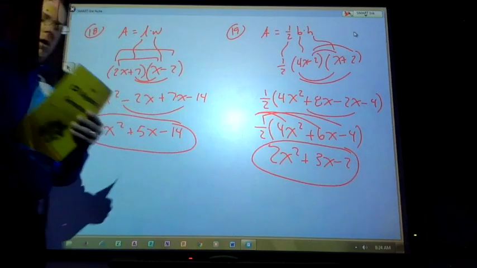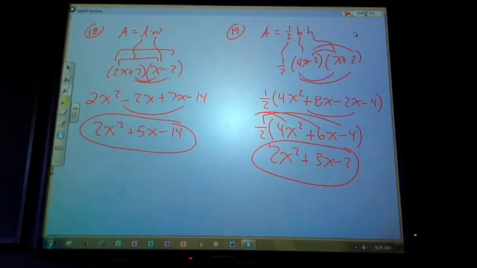That would be the area of a triangle with the relationship to the polynomials.